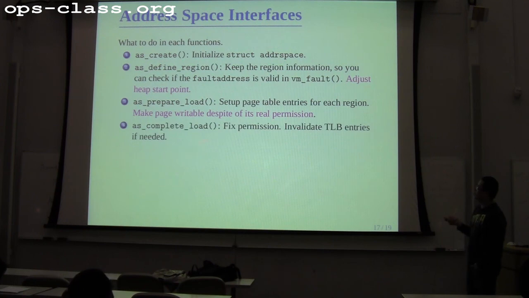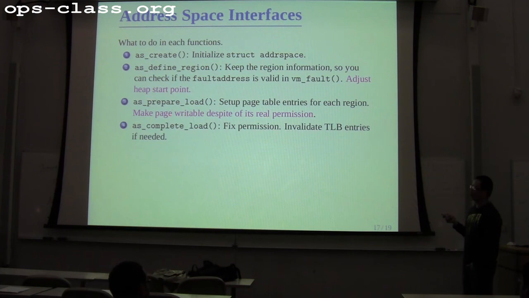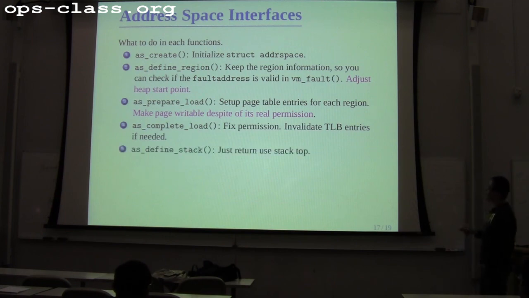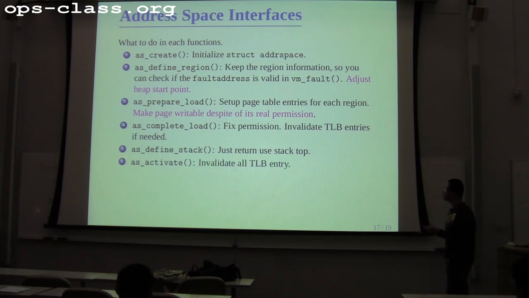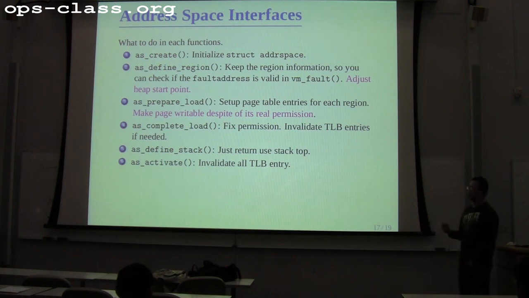So these two functions are kind of like opening a backdoor for the kernel to load the address space. This opens the backdoor so that load elf can write some content to the memory. This will close the backdoor so that we resume whatever permission it is. If it's read-only, then we set it to read-only. Then AS-define-stack is very simple, just return the user stack top. AS-activate invalidates all the TLB entries so that we can start loading mappings from the current address space's page table.